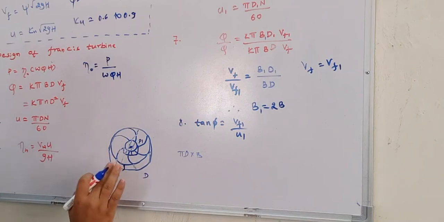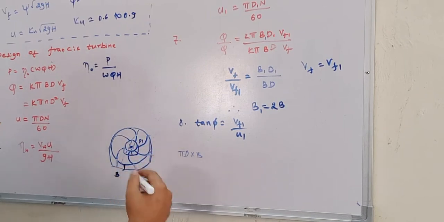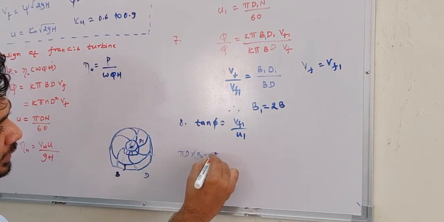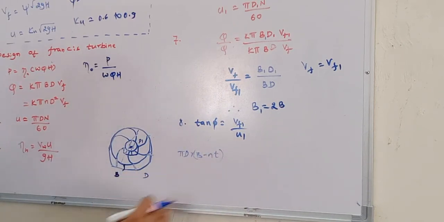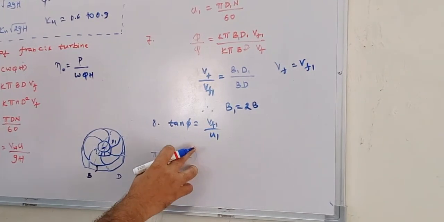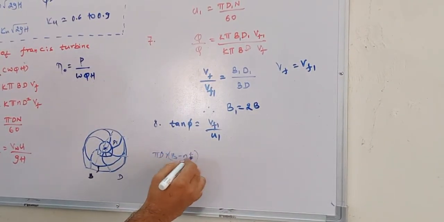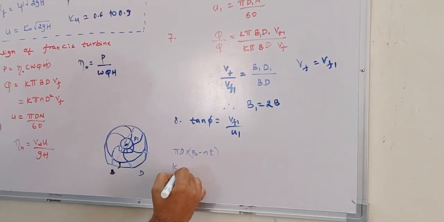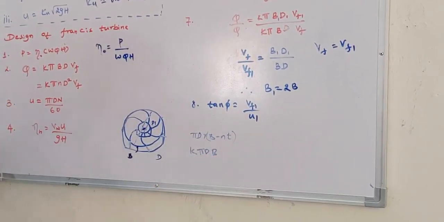But this is not the actual area in which the water is entering. There are thicknesses also, so we have to neglect those thicknesses. To neglect the thickness, I will do minus n into T. What is T here? T is the thickness of an individual vein. Basically, instead of doing minus n into T, we multiply a coefficient called K. K is equal to pi into D into B. That's what we do.